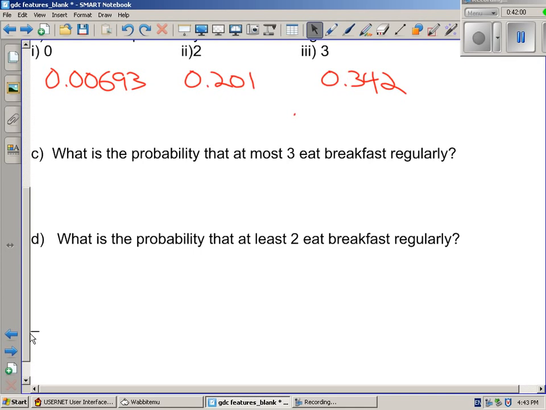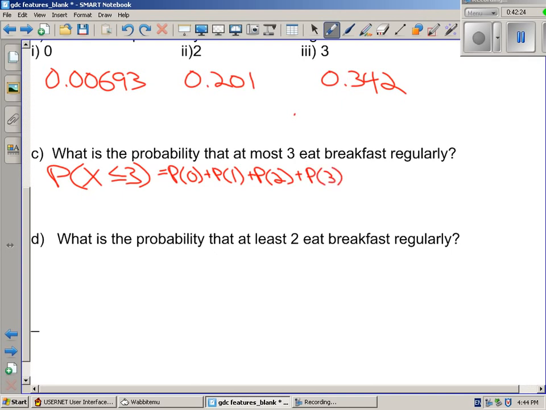What's the probability that at most 3 eat breakfast regularly? So what we're looking for here is the probability that we have a maximum of 3, air quotes, successes. If you want the probability that x is less than or equal to 3, you could just take the probability of 0 and add the probability of 1, add the probability of 2, and add the probability of 3. And now that we've got it in lists, that's not actually so hard to do.